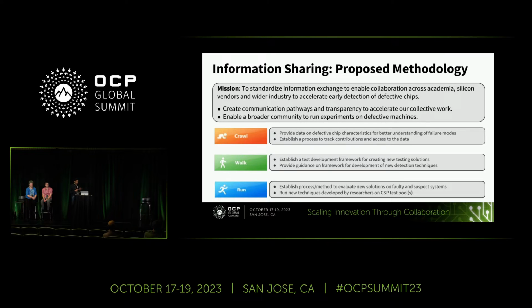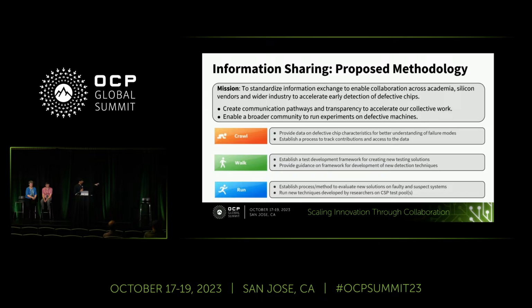And so this information sharing can create the communication pathways and transparencies to accelerate the work. And it can, as Rob alluded to, enable a broader community to run experiments on defective machines. Because today, as an example, the people who get to write tests on a given node typically are either the cloud service provider or the silicon vendor, and that's a limited number of people, and it's far and away not all of the experts in the industry or in academia in the community. So really the goal is to harness the broader expertise to help allow more experimentation, better testing.